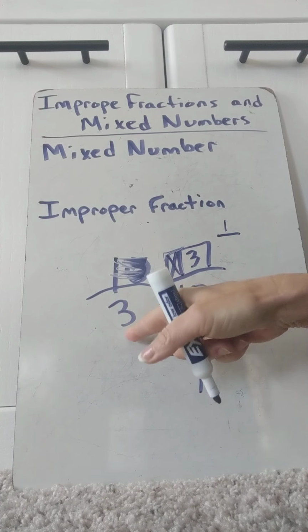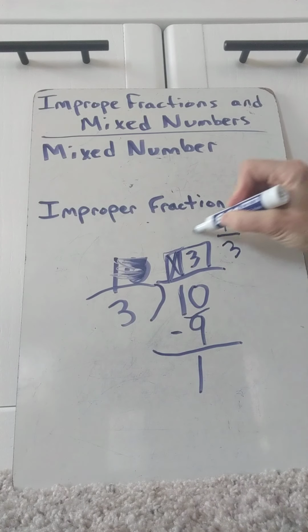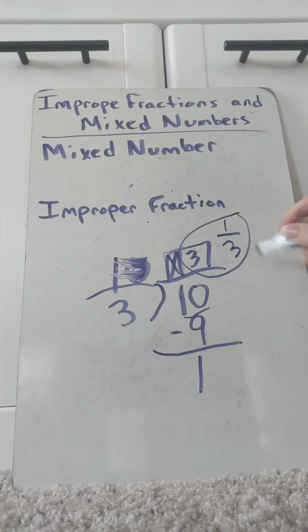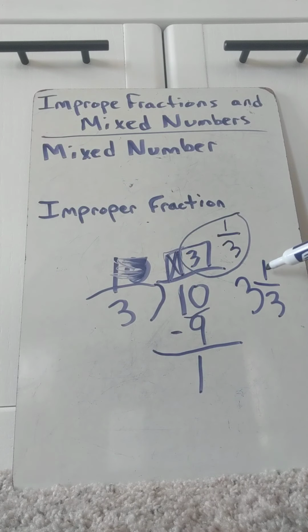This 3 over here becomes your denominator. This is your mixed number. Your answer is 3 1/3. So 10/3 is equal to 3 1/3. And I can prove that to you.